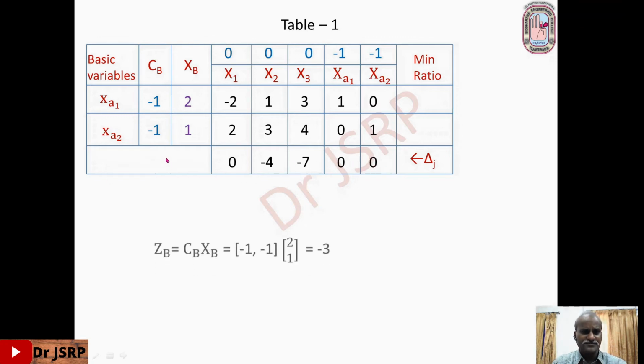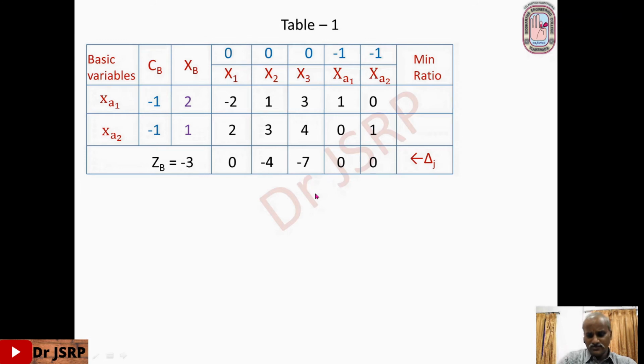And here calculate objective function value corresponding to this solution. That is ZB equals CB into XB, this column into this column. So -1 into 2 plus -1 into 1. So -3. This is ZB. So this is the initial basic feasible solution.